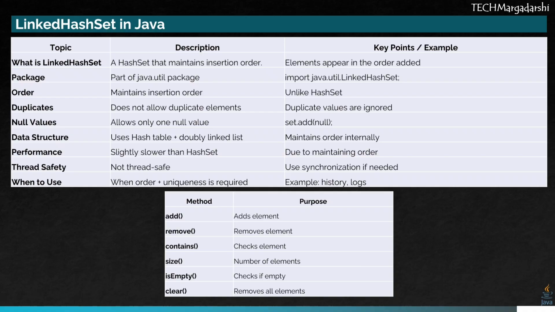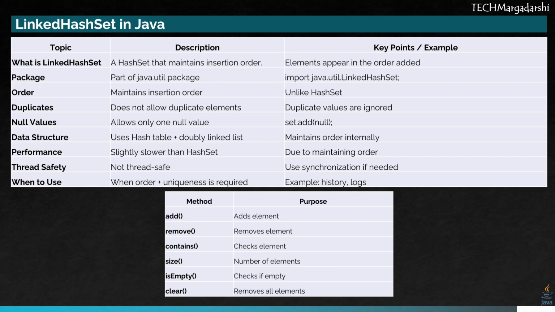Internally, LinkedHashSet uses a combination of a hash table and a doubly linked list. This is how it maintains the order in which elements are added. Because of this extra ordering mechanism, LinkedHashSet is slightly slower than HashSet, but still offers good performance.